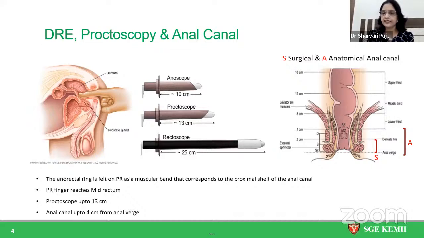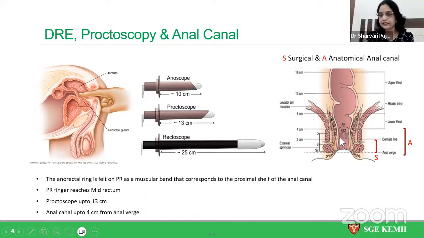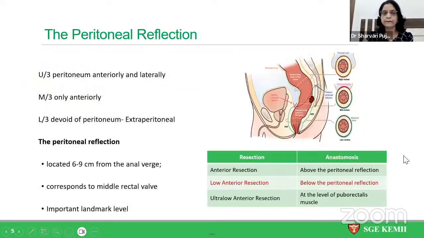So at the anorectal junction, the rectum ends and the anal canal starts. Thereafter, there lies a zone of anal transition zone, and there are the anal columns, the anal glands and the mucosal folds, at the end of which there is the dentate line. So the surgical anal canal, what surgeons consider, extends from the dentate line to the anal verge, whereas the anatomist considers it as from the anorectal junction to the anal verge.